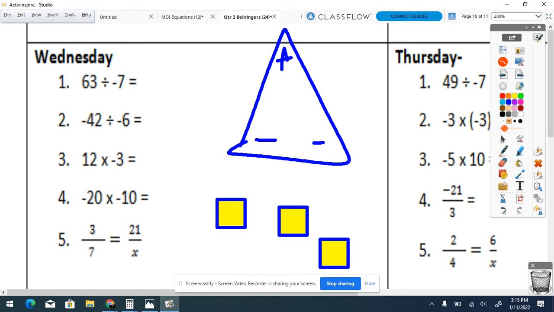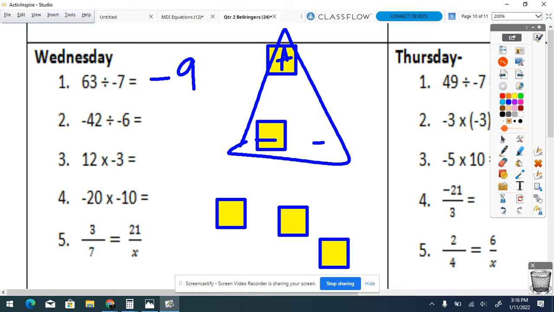All right, let's look at number 1. I have positive and negative. So I cover up a positive, I cover up a negative, I am left with negative. So I know my answer is going to be negative. And 63 divided by 7. So remember, another way to do division is to think about reverse multiplication. So 7 times what is 63? And we know that 7 times 9 is 63, so my answer is negative 9.